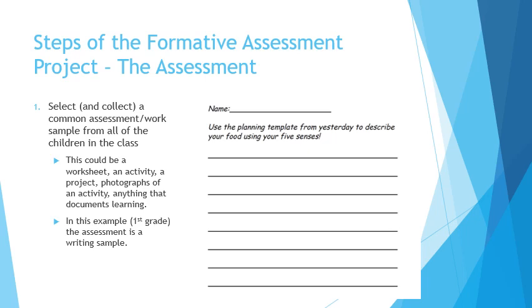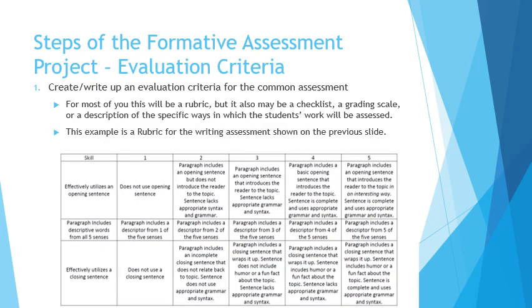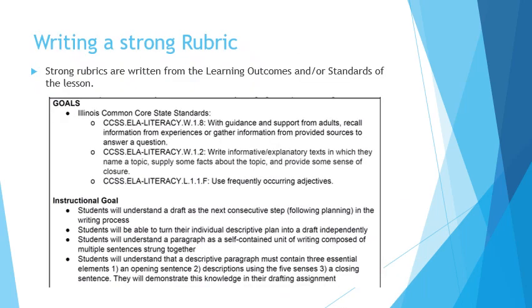The assignment does ask you to include a blank version of the assessment. This is an example of a blank version of the assessment, and the assignment asks you to include at least 2 samples from the kids completed. Okay. If you look at this slide, you can see the skills: effectively utilizes an opening sentence, paragraph includes descriptive words from all 5 senses, and effectively uses a closing sentence are represented here.